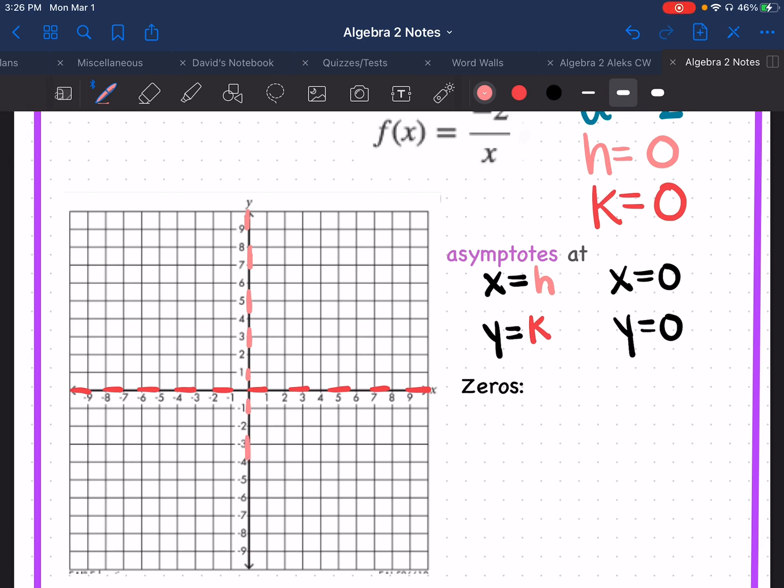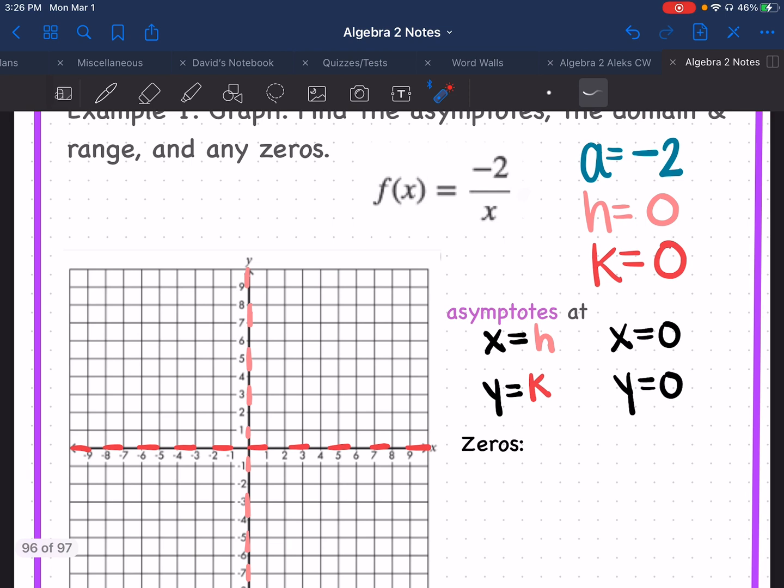And Alex kind of shows you how to graph them. Okay, and there's your x equals 0. Okay, so there's your two asymptotes. All right, for the zeros, what you would normally do is you would just set the f of x equal to 0 and you would solve this equation.